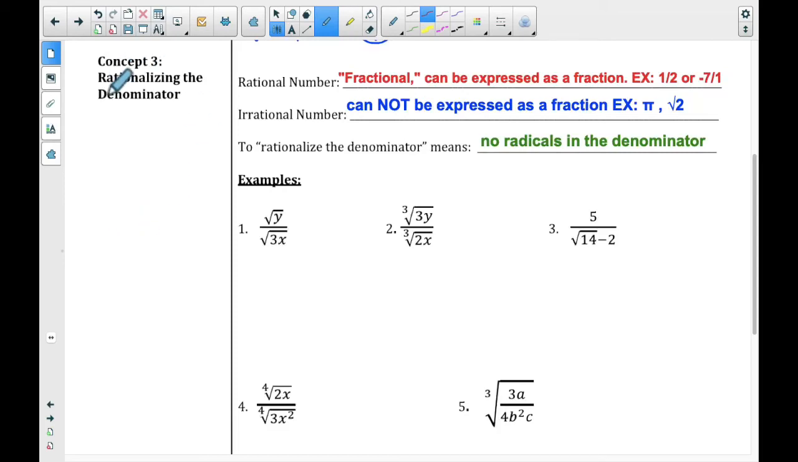Hi everybody, this video is still in lesson 7.2. This is just concept 3 of 7.2. Concept 3 is rationalizing the denominator. What does that mean? Well, what's a rational number?